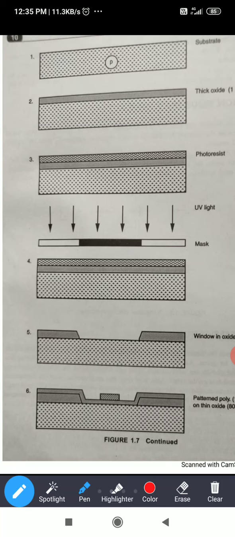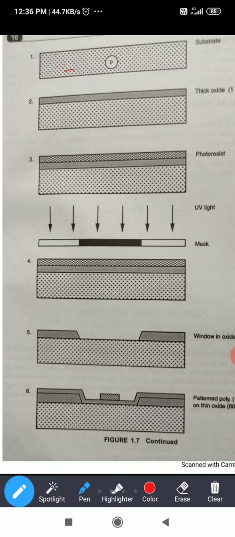Whenever this semiconductor is growing, we will apply p-type impurities to get the p-type semiconductor. That is called a wafer, or we can call it a p-type substrate. Here I am just indicating the p-type substrate notations, the symbols.